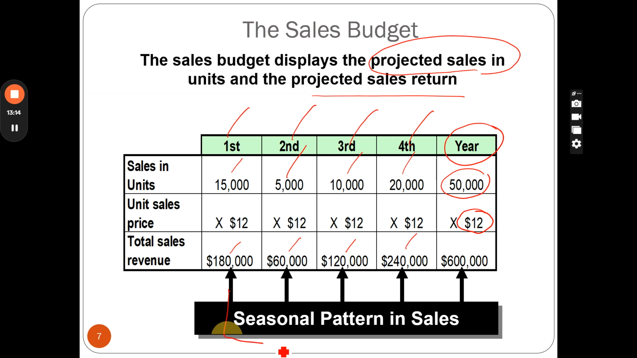Why? We are incorporating the seasonal pattern in the sales. So normally we will have more sales in the fourth quarter and in the first quarter. So this way you know how much sales we are going to make. We are going to sell 600,000 worth of goods, or we can say our sales are going to be 600,000.